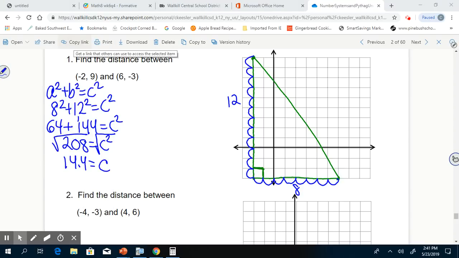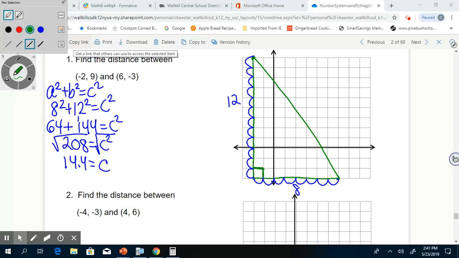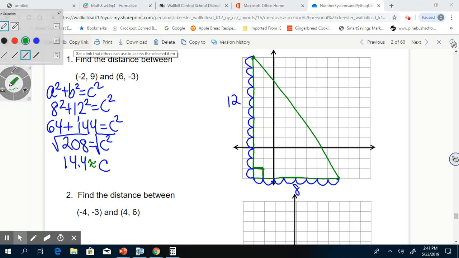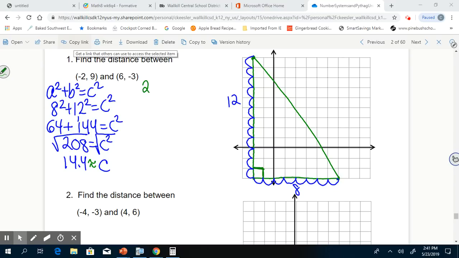But we could also simplify this in simplest radical form. I'm going to change this to approximate since we did round. So to put it in simplest radical form, we're going to make our factor tree of 208. 208 is 2 times 104, 2 being prime. 104 is 2 times 52, 2 being prime again. 52 is 4 times 26. Oh no, I just did that wrong. 2 times 26, 2 being prime again. And 26 is 2 times 13.